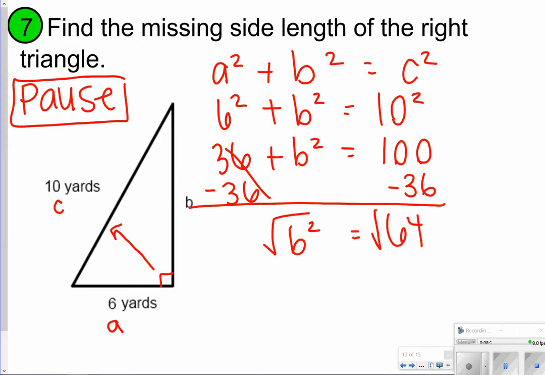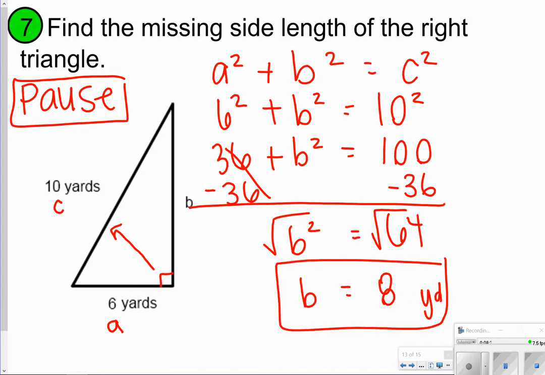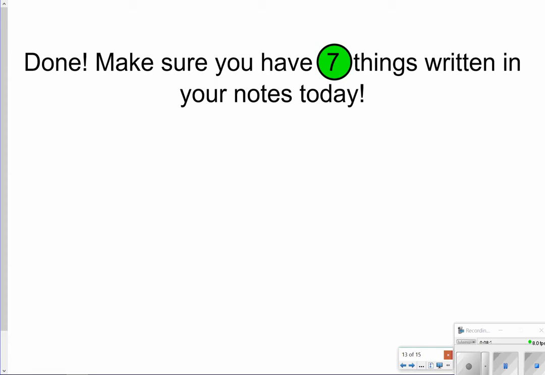Take the square root of both of these. The square root of 64 is 8. So my answer here will be 8 yards. Okay? That's all we have for notes today. So basically what you talked about was the Pythagorean theorem, A squared plus B squared is equal to C squared, and learned how to solve for each.